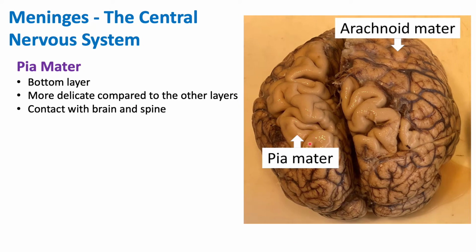And lastly, we have the pia mater, which makes up that last layer of the meninges, and it's the most delicate in comparison to the arachnoid and the dura mater. It's the thinnest layer, and it's in the most contact with the brain and the spine, and it's very delicate. So there were three layers to the meninges: the dura mater, the arachnoid mater, and the pia mater. It's pretty straightforward, not too complex.